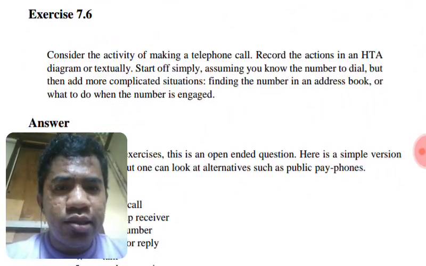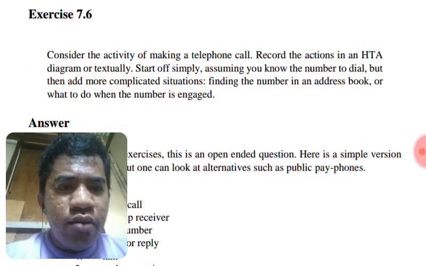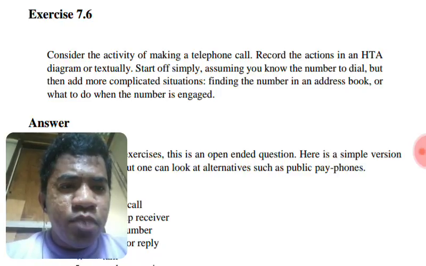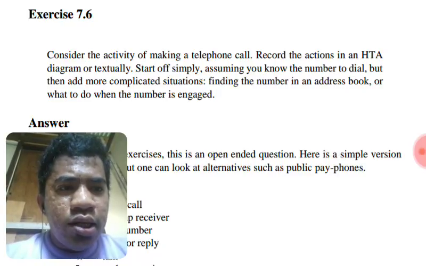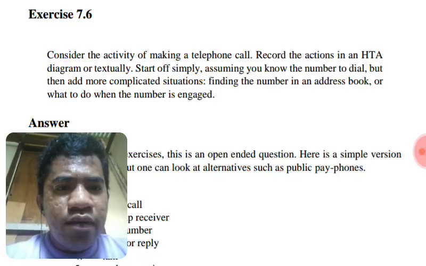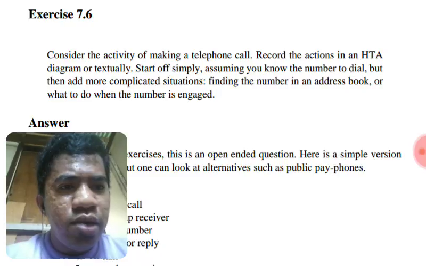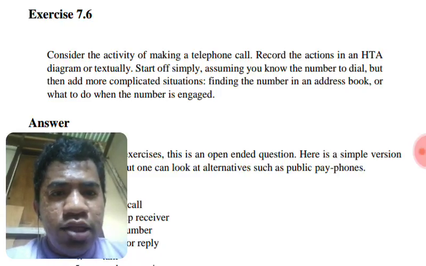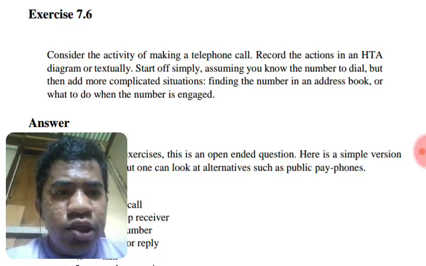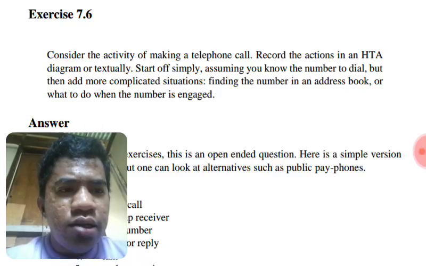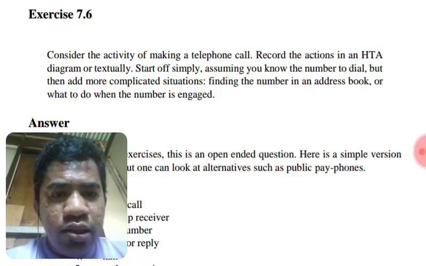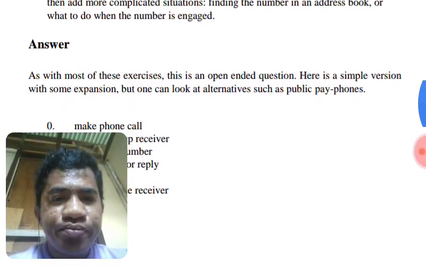Exercise 7.6. Consider the activity of making a telephone call. Record the actions in an HTA diagram or textually. Start by simply assuming you know the number to dial, but then look at a more complicated situation: finding the number in an address book, or what to do when the number is engaged.